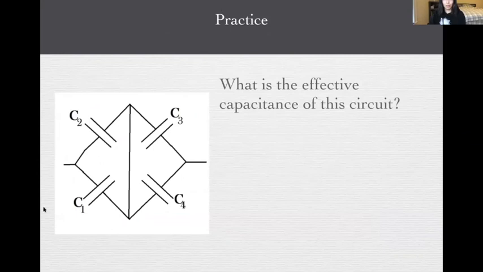So for example, in this case, what's the effective capacitance of this circuit? All right, so this circuit looks really weird, right? I have a 1, 2, 3, 4 capacitor and a straight wire. Okay. So let's see. Let me take care of this wire first.